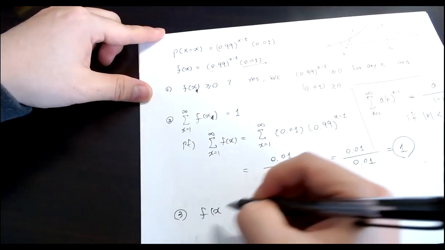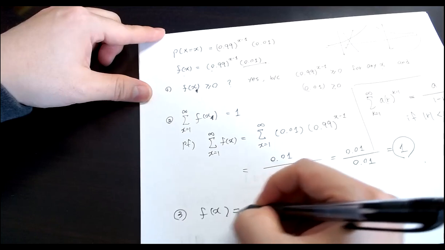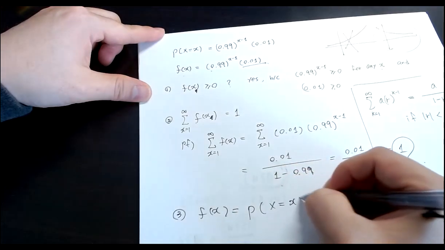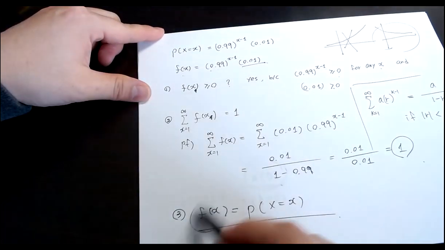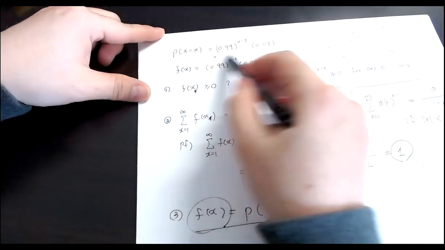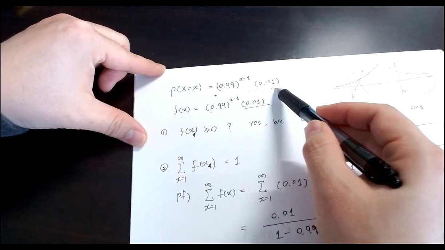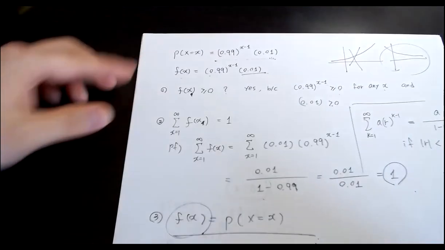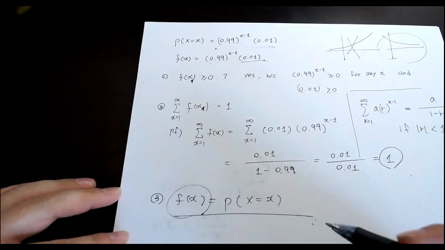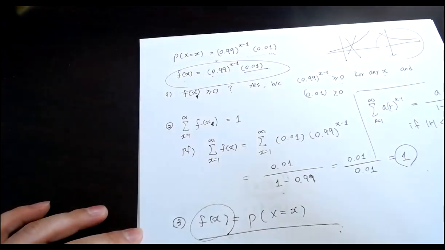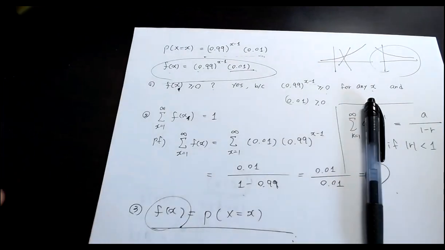Next, the last one: f of x is equal to the probability that X equals x. That's trivial, because we defined f of x from here. So we don't have to prove this. That's why we can say that this function is a probability mass function.